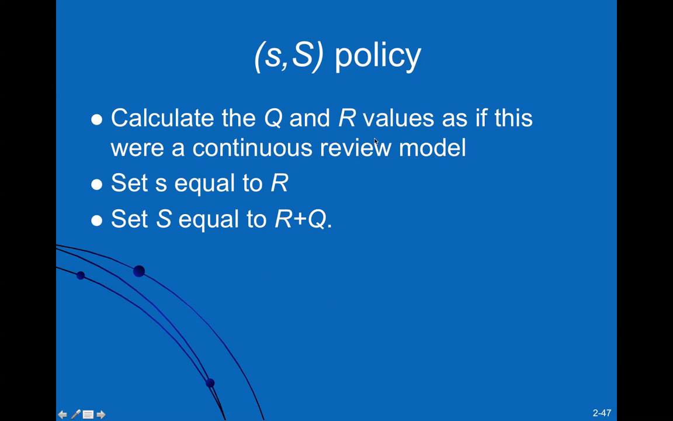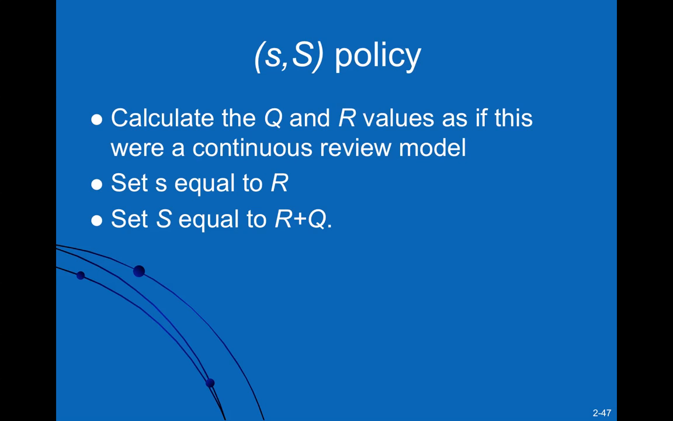Calculate Q and R values as if they were a continuous review model. Set small s to R, your reorder point. That is one of the ways to think about the safety stock level. Use the same safety stock as the amount that you would use in the reorder point, but then take the same reorder point and the order quantity Q and make that your base stock level.